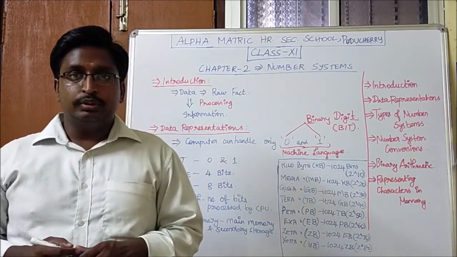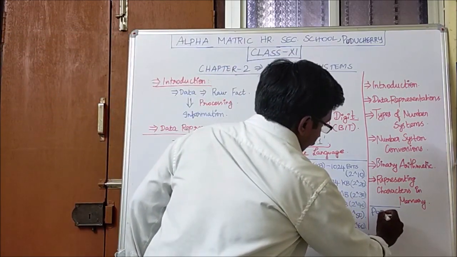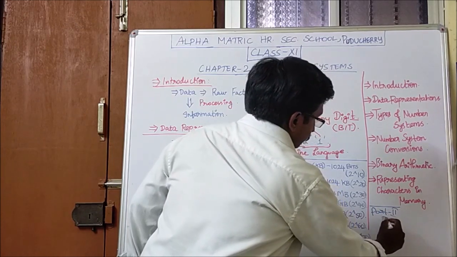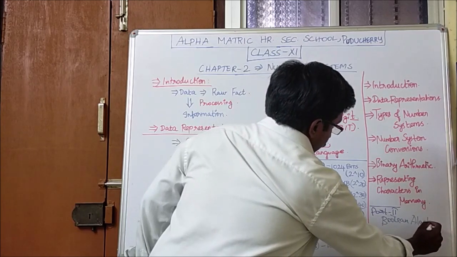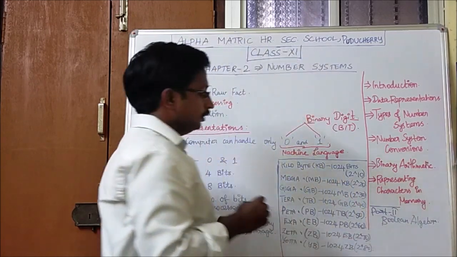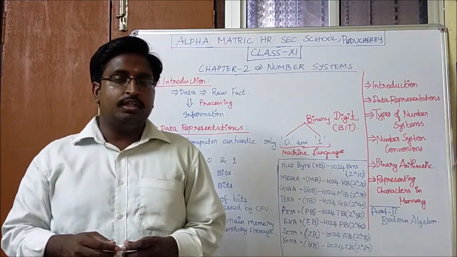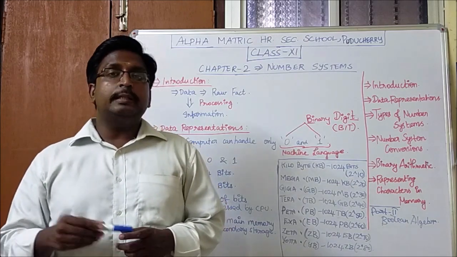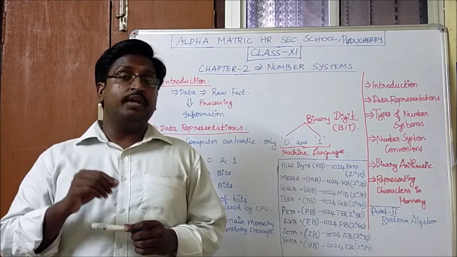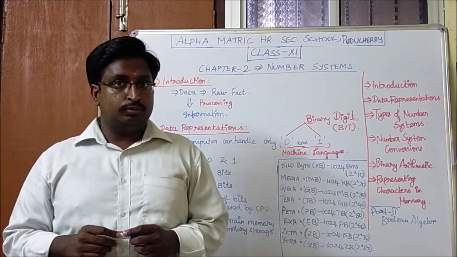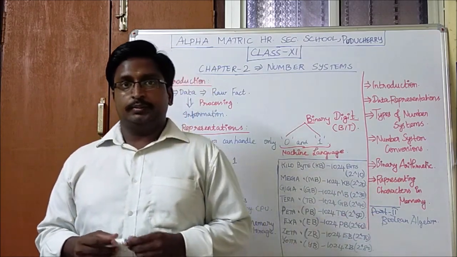In part 2 you will see about Boolean algebra, where you will be studying the various logic gates available, which help the computer to make logical decisions. So all the logic gates we will be studying in part 2, Boolean algebra.